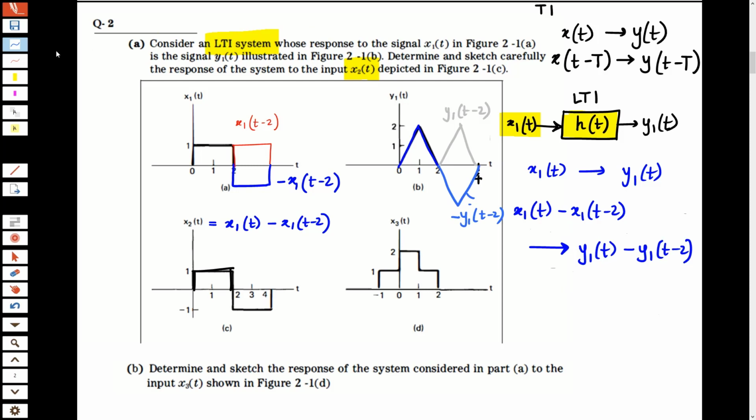So remember what the question asks. Always please remember to read the question carefully. Determine and sketch carefully. So determination you've already done. This is what is the output, right? Output of the system as a response to signal x2(t). This was x2(t). It also asks you to sketch it.